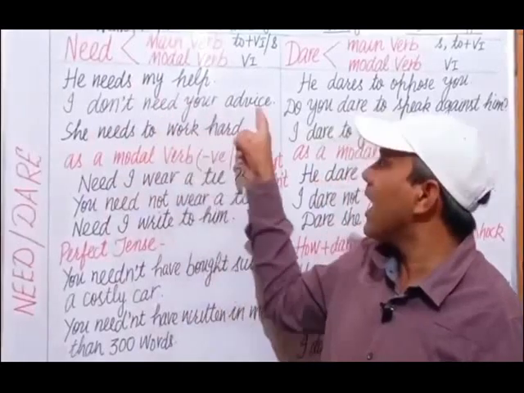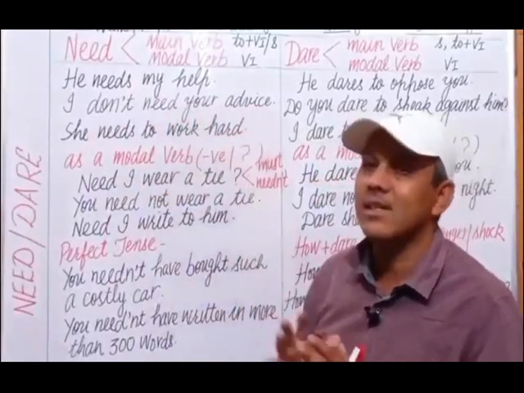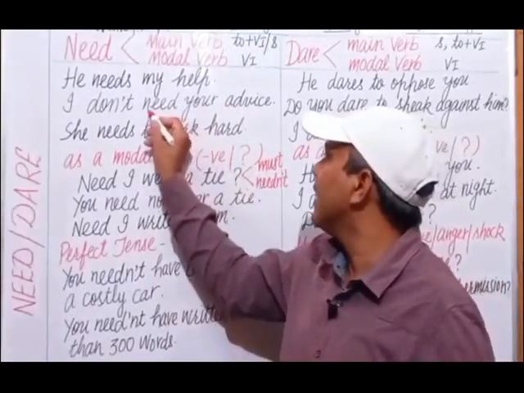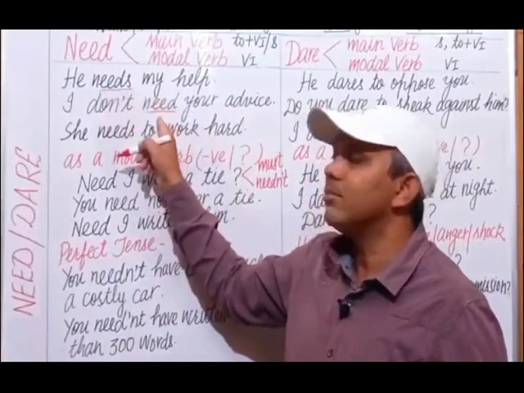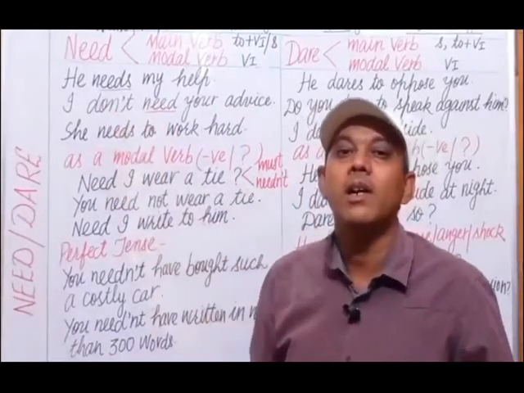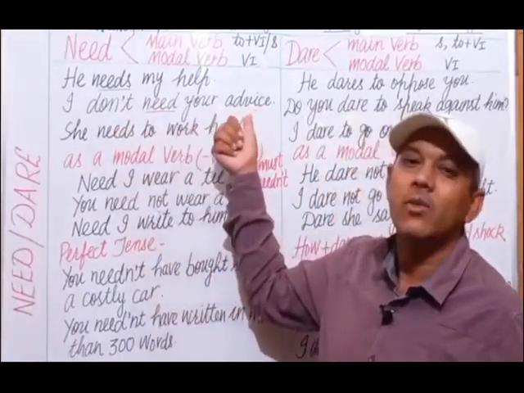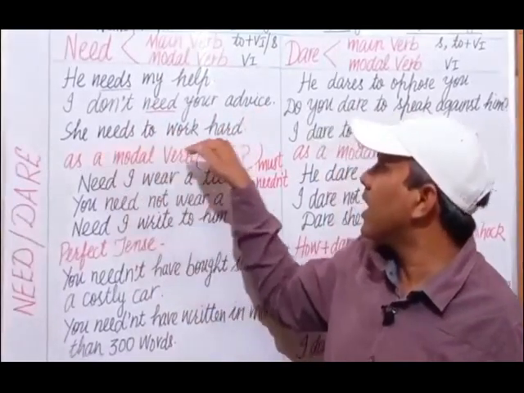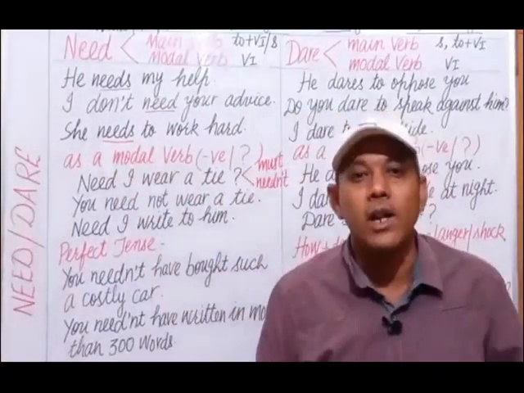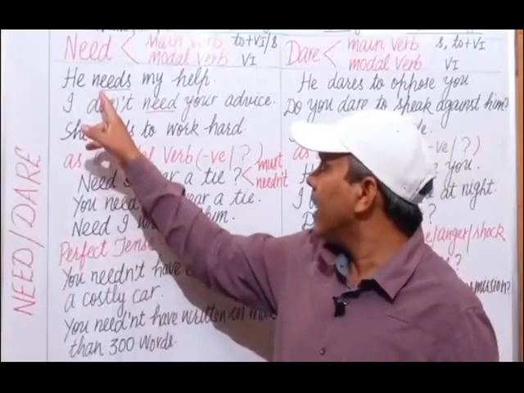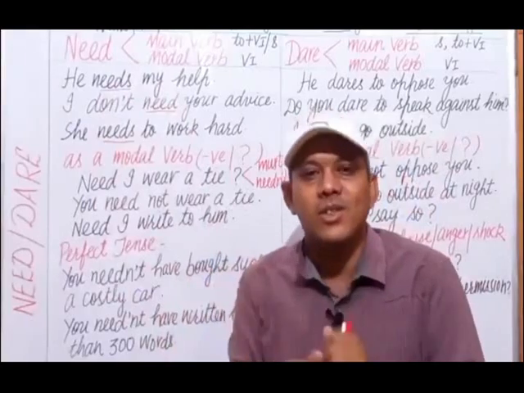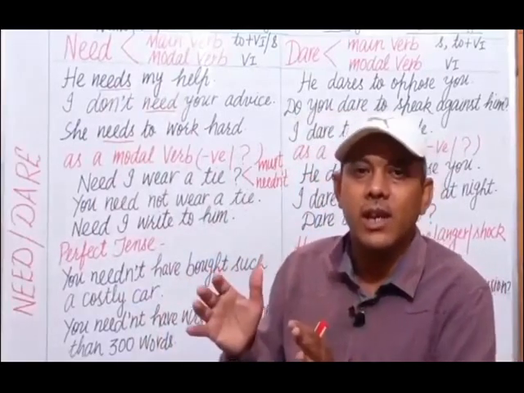I don't need your help. I don't need your advice. Here, of course, this is a negative sentence, but need in this sentence is acting as an ordinary verb because do is acting as helping verb to this main verb need. She needs to work hard. Here also, need is acting as an ordinary verb. Here, need is used as main verb. And what does it mean? It means want, require, means जरूरत है उसे.